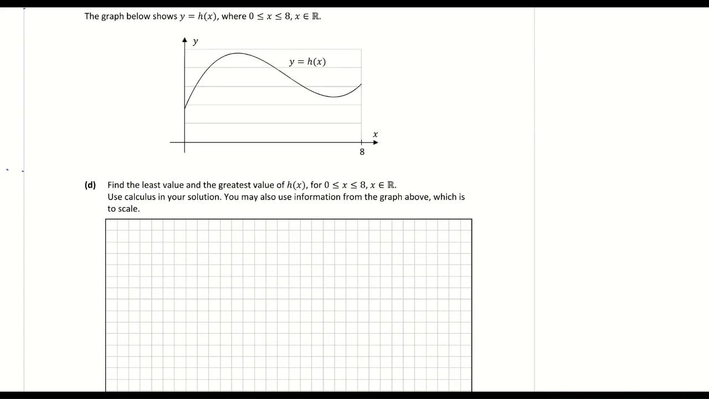Looking at part D, the graph below shows y is equal to h of x. Find the least value and the greatest value of h of x. Use calculus in your solution, may use information from the graph above, which is to scale. So I'm sure a lot of people probably use the graph here. I'm going to use a mix and match here. First of all, it's saying to use calculus to find the least and greatest. Thinking of least and greatest, we're thinking max and min turning points here.